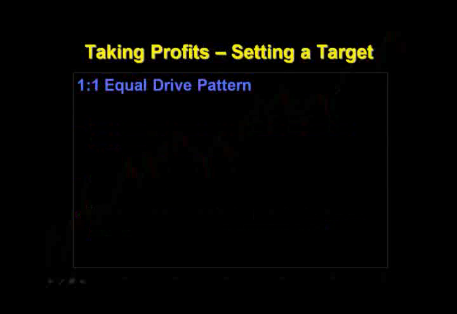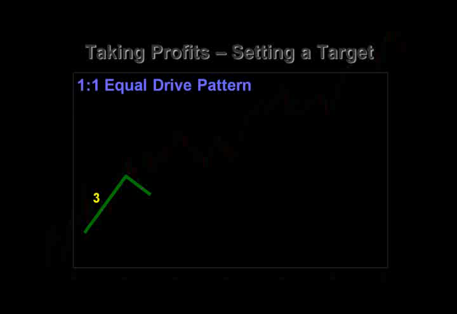So let's have a look and see how we would take our profits. Well, first of all, what we need to do is set a logical target that's sensible in the context of the markets. Now, in trading, there is a concept called the one-to-one or equal drive pattern, and it goes a bit like this. Just say the stock goes up by $3 and then makes a retracement, or forms a flag for that matter. The one-to-one theory suggests that this stock will move up another 3 points.